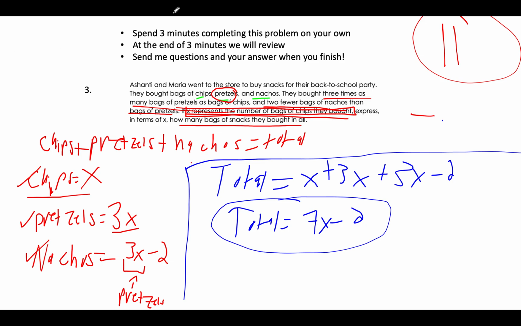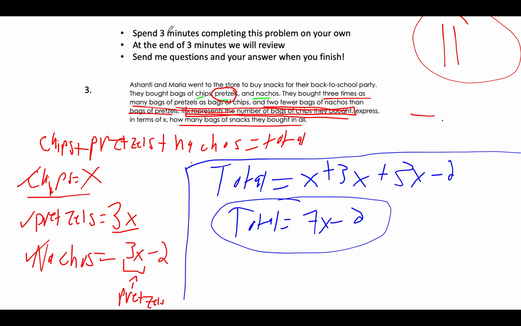Alrighty, we are now going to look over a question. It says the following. Ashanti and Maria went to the store to buy snacks for their back-to-school party. They bought bags of chips, pretzels, and nachos. They bought 3 times as many bags of pretzels as bags of chips, and 2 fewer bags of nachos than bags of pretzels. If x represents the number of bags of chips they bought, express in terms of x how many bags of snacks they bought in all.